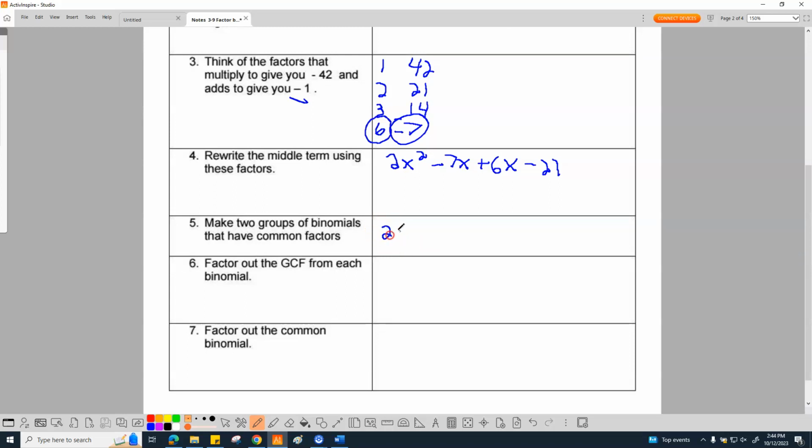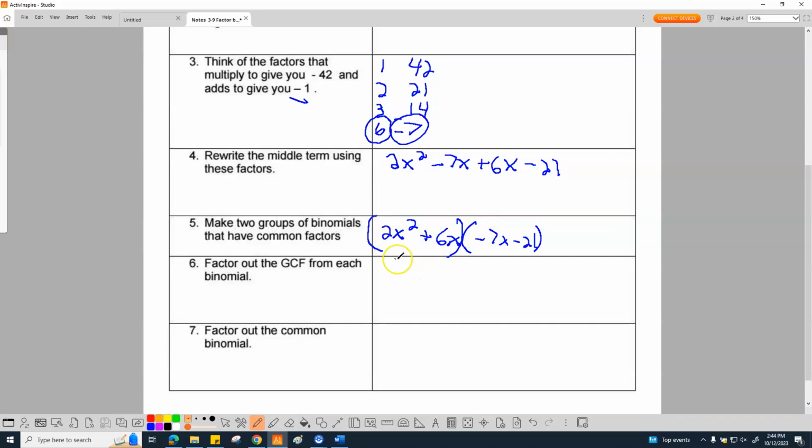So 2x squared plus 6x minus 7x minus 21. How do I know to group it like this? I'm just going with my gut instinct. You will get better at this as you do this. And if you make a mistake, just start over.